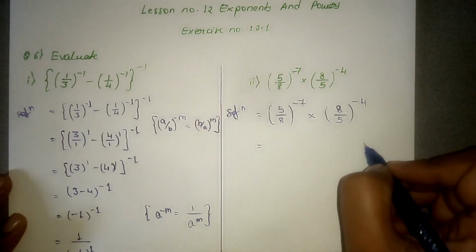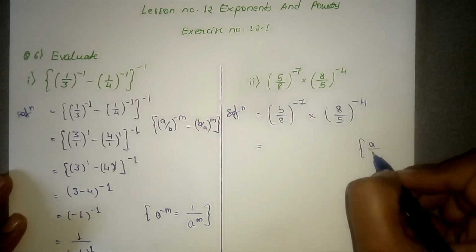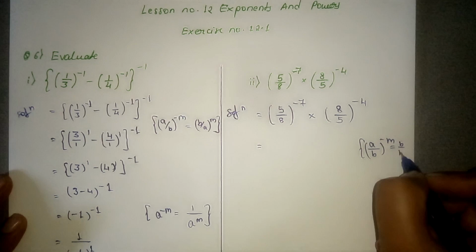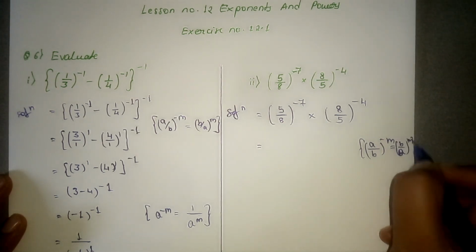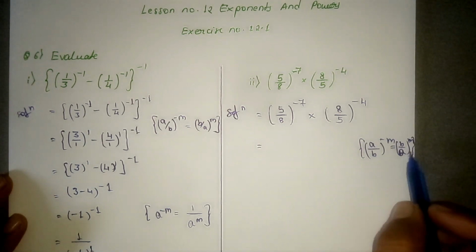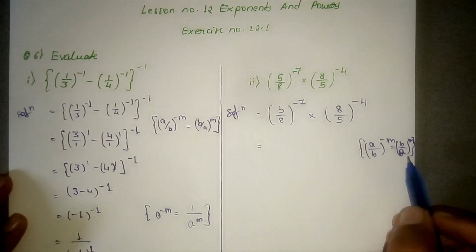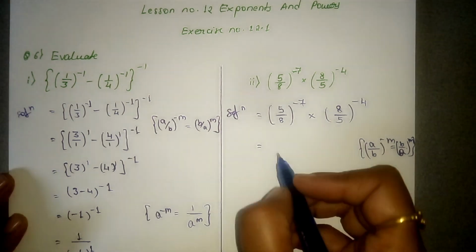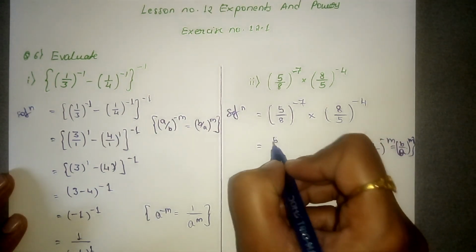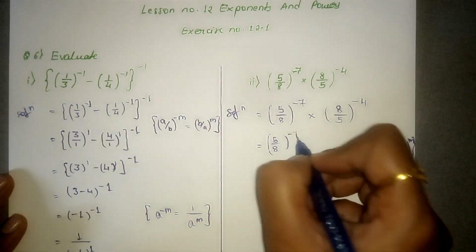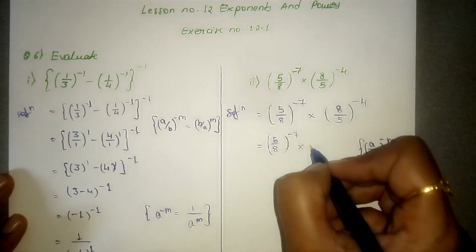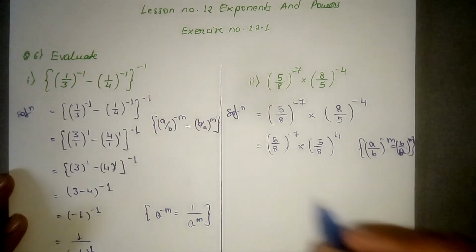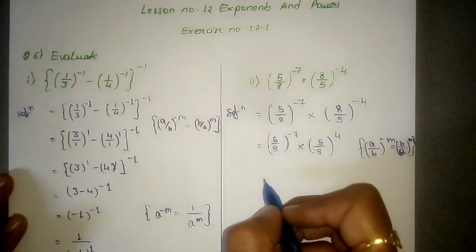So here we will apply the law, that is b upon a whole raised to the power minus m equals to b upon a whole raised to the power plus m. So that is a by b will become b by a, that is the reciprocal of it, and minus m will become plus m according to this law. So here we can write it as 5 divided by 8 whole raised to the power minus 7 into 5 divided by 8 whole raised to the power plus 4 by using this law. So now we got the bases as equal.